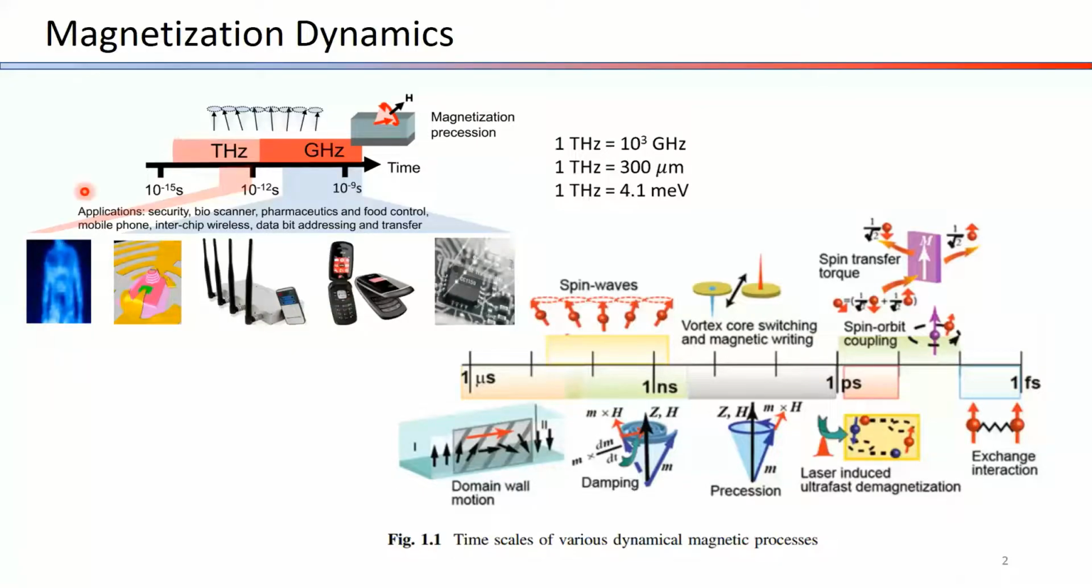Here is the range of the terahertz and the gigahertz. Here is the magnetization dynamic. As we know, 1 terahertz corresponds to 1000 gigahertz, and 1 terahertz also corresponds to a wavelength of 300 micrometers, and the photon energy is 4.1 milli electron volts. And of course, the time scale corresponds to 10 to the power of minus 12 seconds.